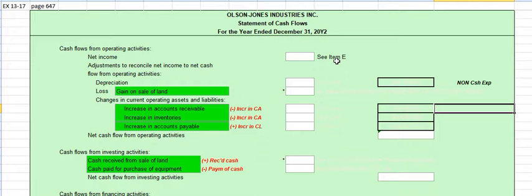We're going to look at item E, which tells us that there is a $62 credit to retained earnings for net income. Therefore, that is your net income amount that you're going to start with for your statement of cash flow. Then you're going to go through the rest of the adjustments.